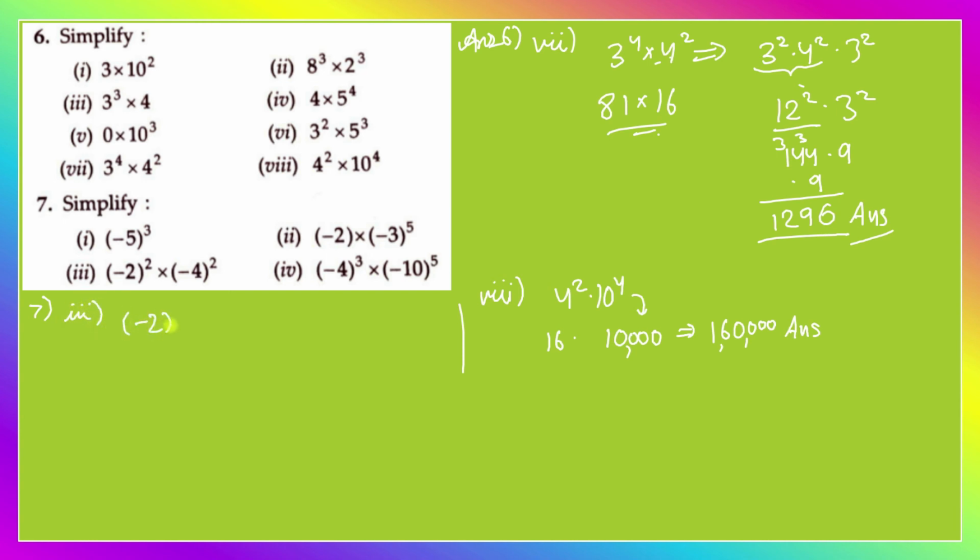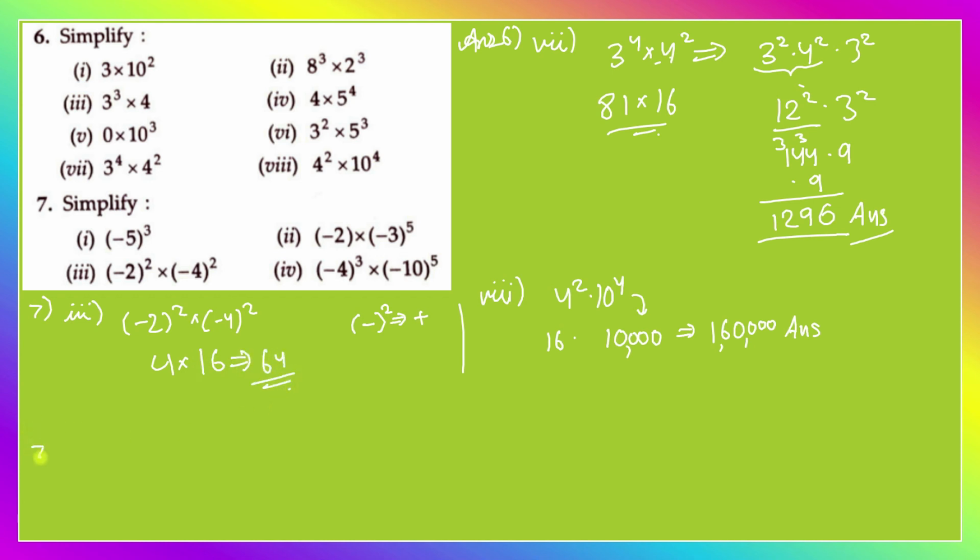Minus 2 squared into minus 4 squared. Remember, a minus number squared is always positive, because an even number of minuses multiplied together gives a positive number. But if there are an odd number of minuses, then you get a negative number. So that's why you get a positive number here. Minus 2 squared is 2 into 2, that is 4. Minus 4 squared is 16, and this will give me 64.